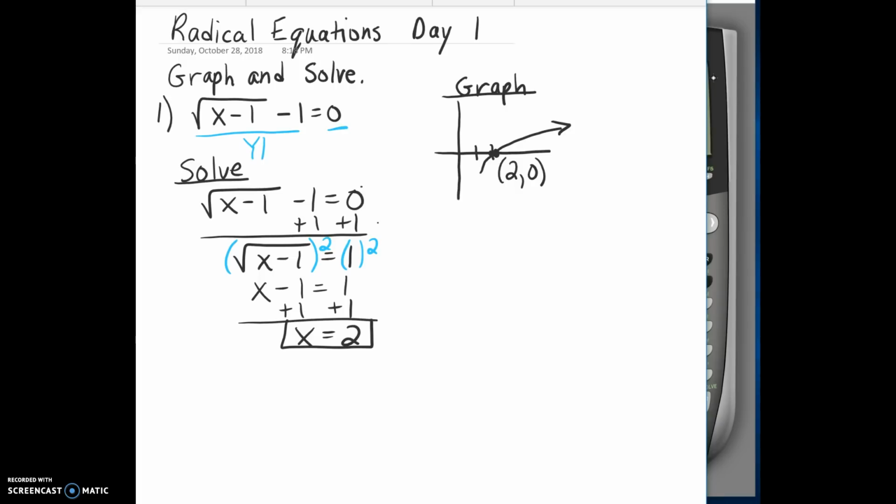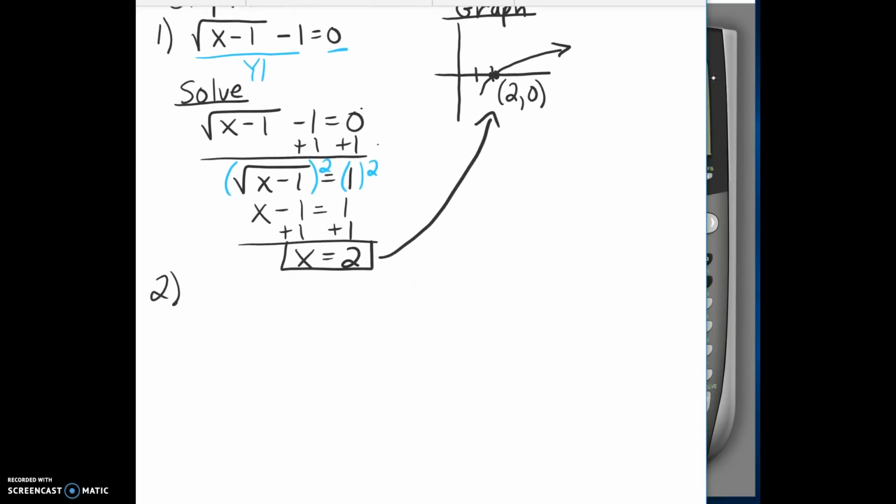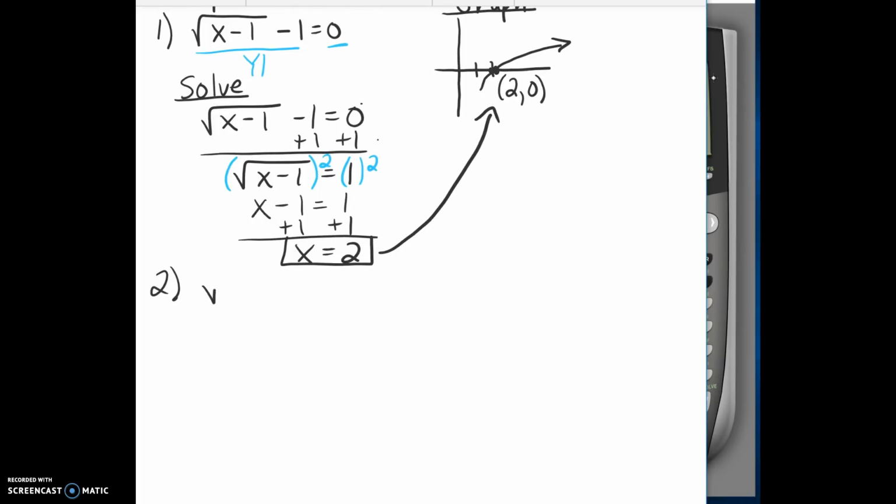Okay, so the solution that we're getting here matches where it crosses the x-axis on the graph. So that's going to be important when we now look at our next few examples. Okay, so our second example, slide this up a little bit, is square root of 9 minus x squared equals 0. Again, we'll just take a quick look at the graph and see what happens.